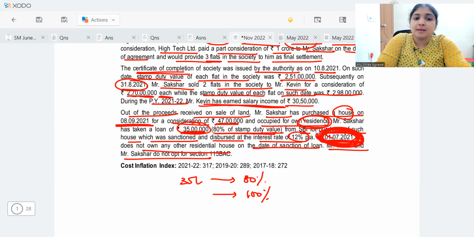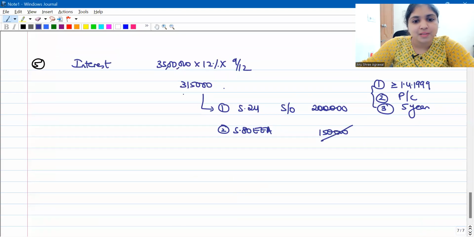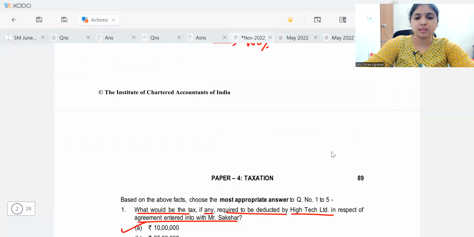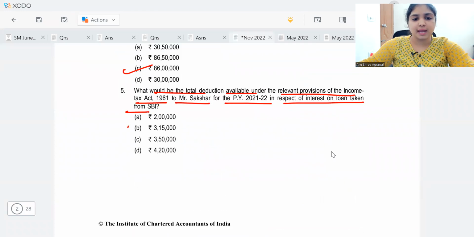But under 80 EEA, maximum I can take 1,50,000. But here I will take how much? 3,15,000 only is the interest. 2 lakh I have already enjoyed under section 24. I am still left with only the balance 1,15,000. So what will be the total deduction relating to interest in this question? 2 lakh plus 1,15,000. That's going to be 3,15,000. Got it? So this is it with our very first case scenario.